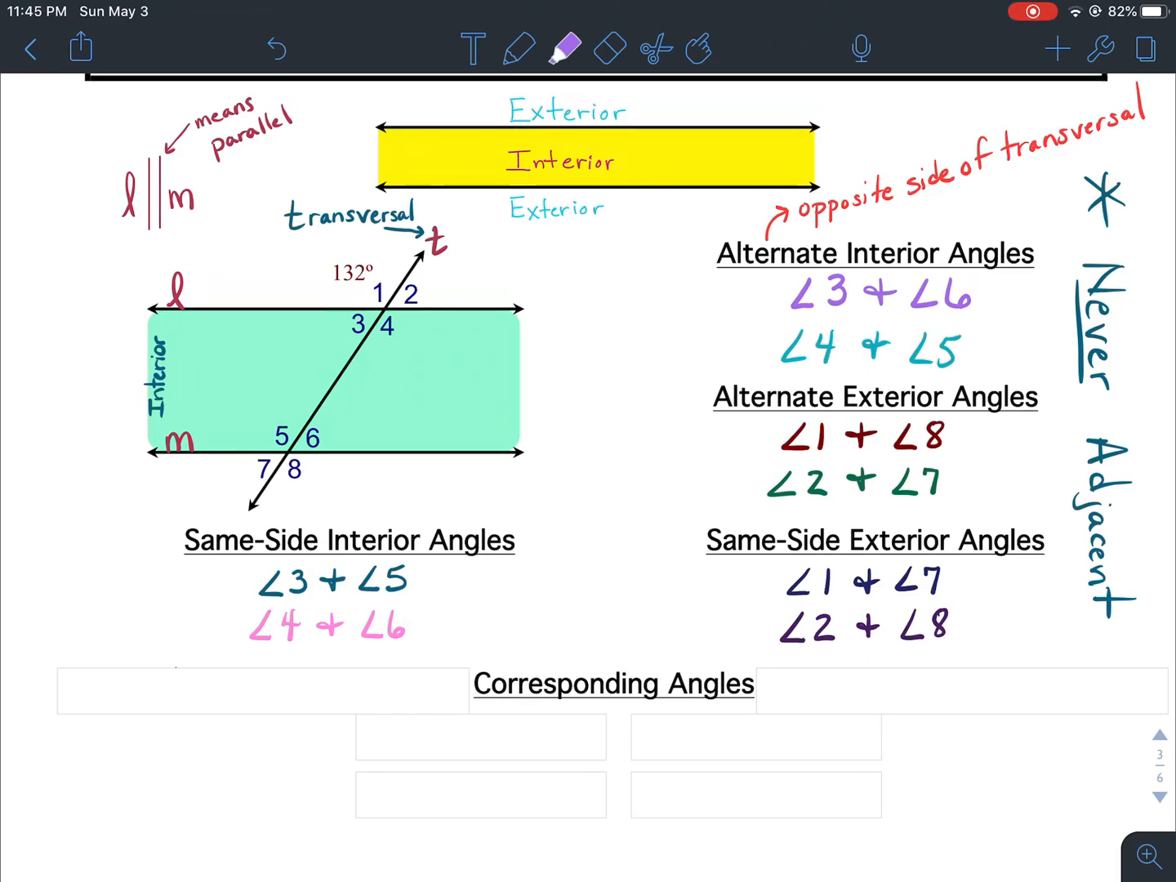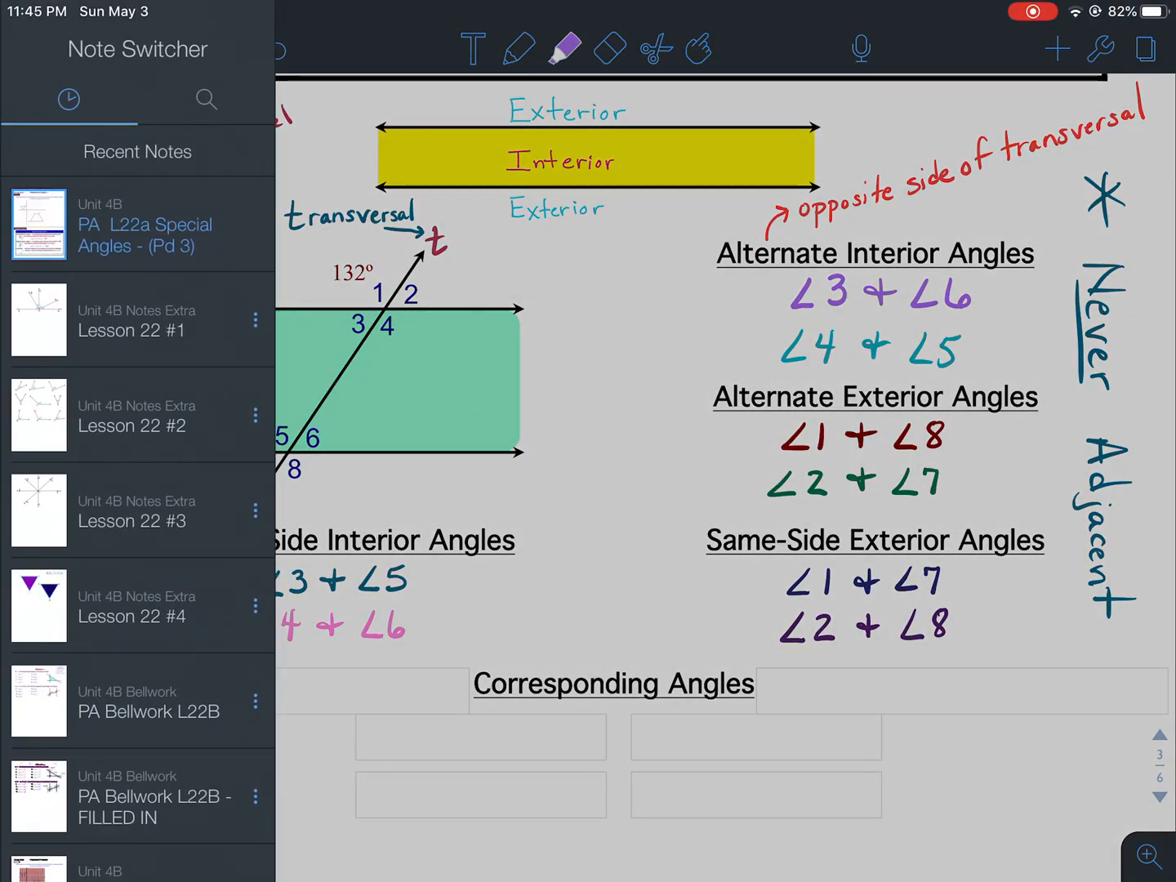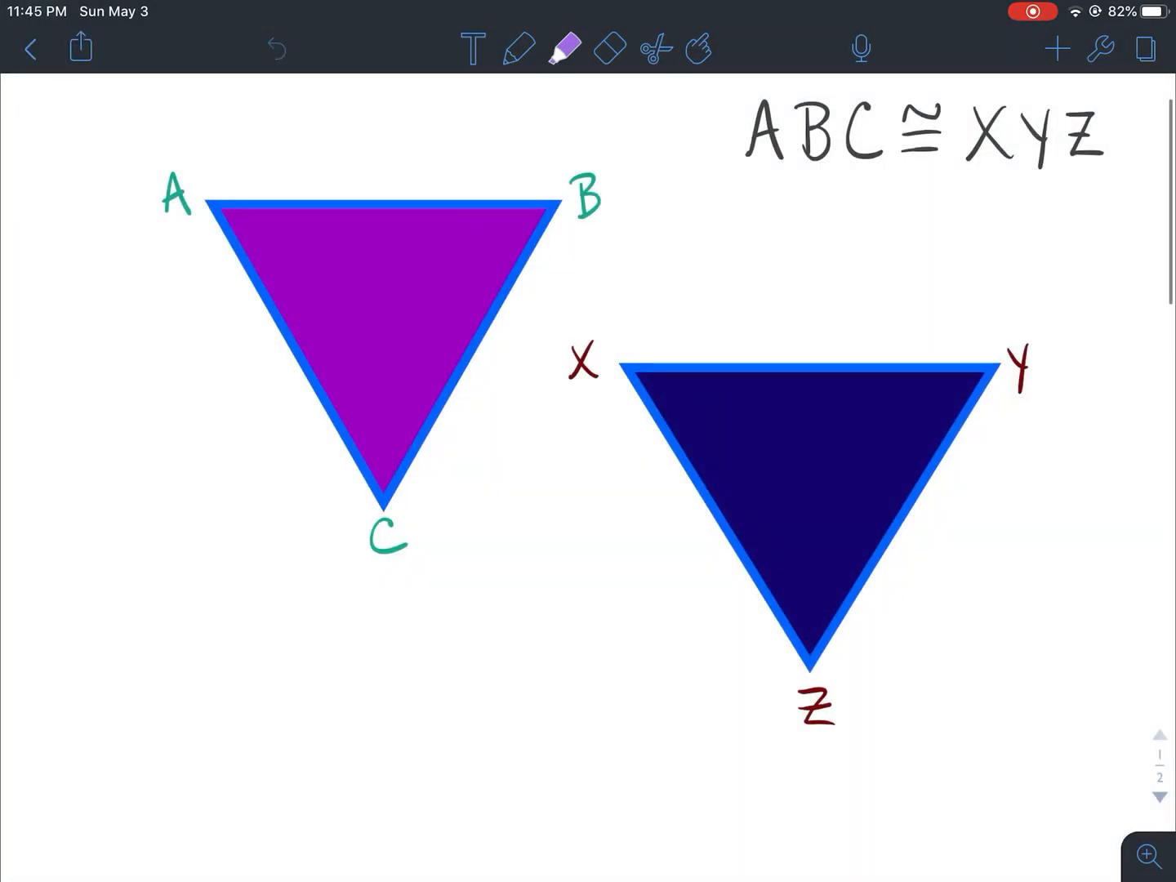Now, corresponding angles. Before I talk about corresponding, I want you to look at this, okay? Triangle ABC is congruent to triangle XYZ. So angle A corresponds with angle X. Remember doing this? Angle A corresponds with angle X. They are in the same position of the triangle. They're both top left, so they're the same position.